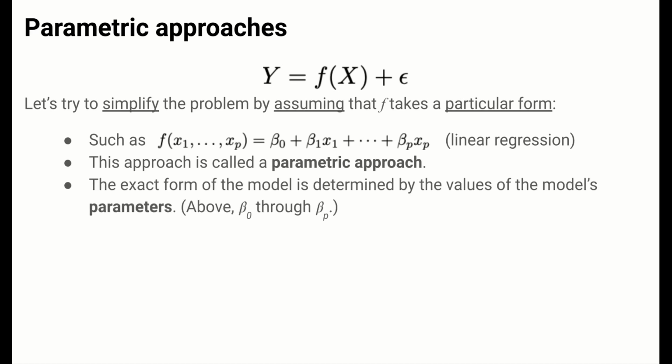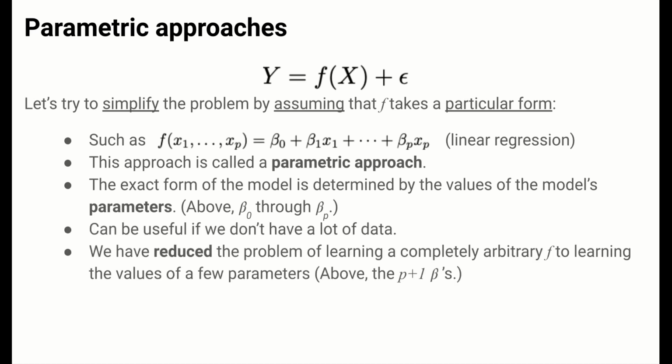The term parametric approach gets its name from the fact that the exact form of a parametric model is determined by the values of the model's parameters. In the linear regression model shown here, the parameters are the beta coefficients. Parametric approaches are useful if we don't have a ton of data because we've simplified the problem. We've reduced the problem of learning a completely arbitrary function to learning the values of a handful of parameters. In the linear regression model here, learning f amounts to learning the values of the p+1 beta coefficients.